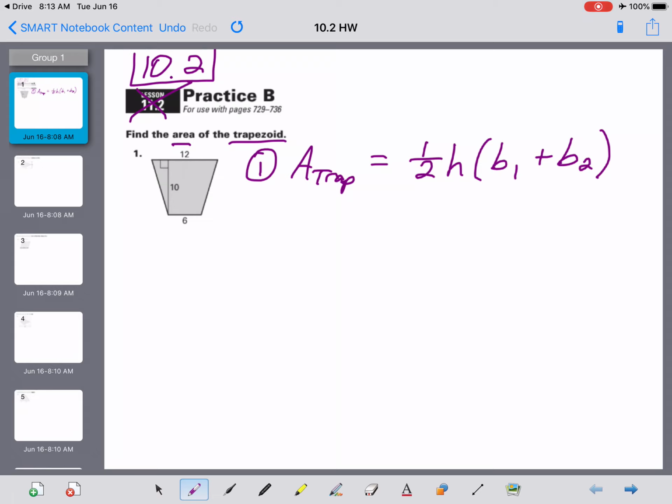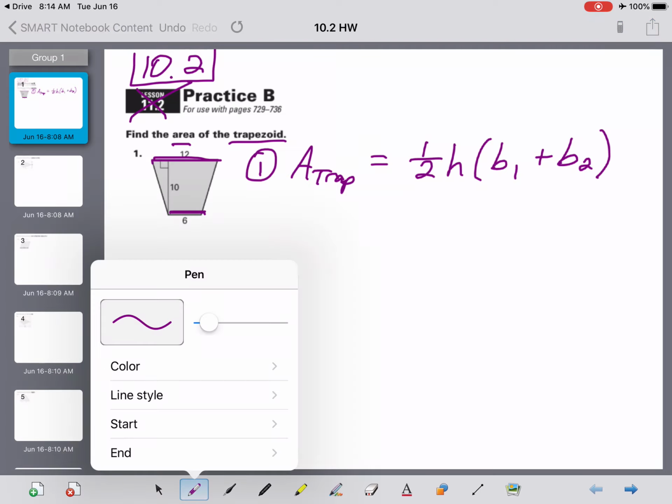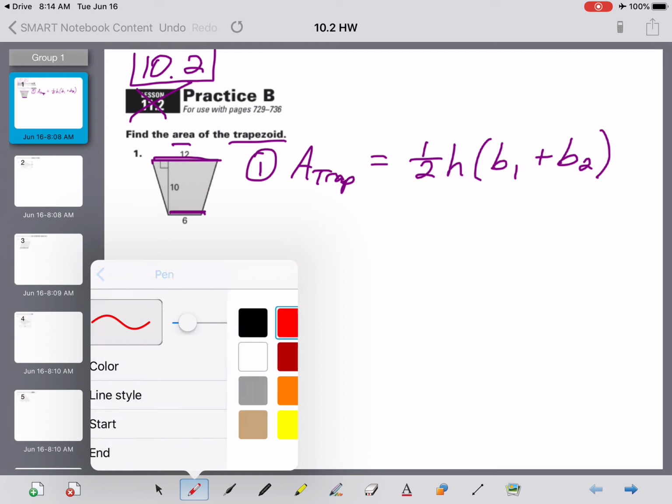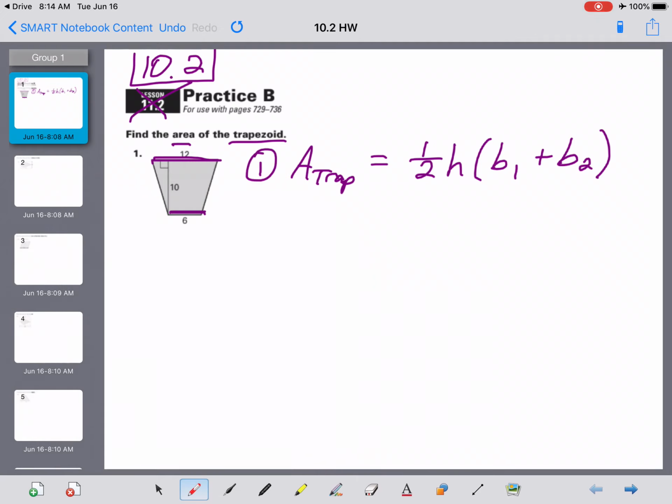Now, normally, those are located on the top and the bottom of the figure, but not always. And in this case, they are. This side right up here has a length of 12, so that's one of your bases. This side down here that's parallel to it is 6. And just like we've been talking about with parallelograms and triangles earlier on in this chapter, the important thing here is that the height of a figure always has to be measured perpendicular to the base.